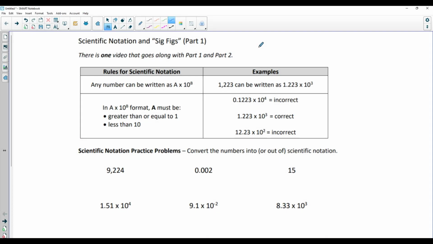I'm here today with a lesson on scientific notation and sig figs. Now, this says part 1, but part 2 is just on the back of your worksheet, and so this one video is going to go over both parts. Let's go ahead and start on scientific notation.